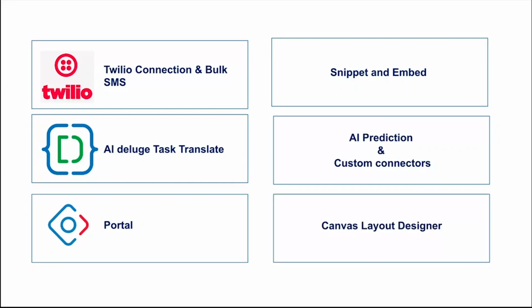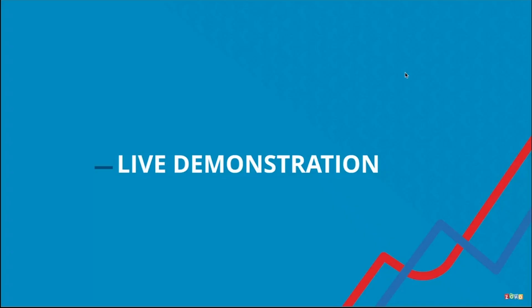And at last, I have used the brand new feature, Canvas Layout Designer, with which I have designed a detailed view of a farmer's report so that NGOs can see all the farmers' information in a single click. So these are the features that I have used in this application. Now let's move on to the live demo of the application, where we will discuss in detail all the processes which I have showcased in the presentation.